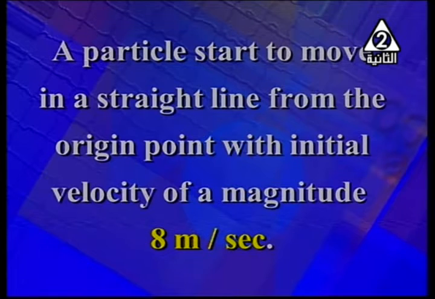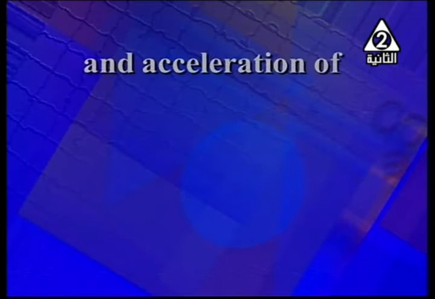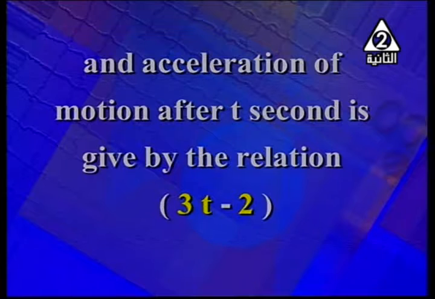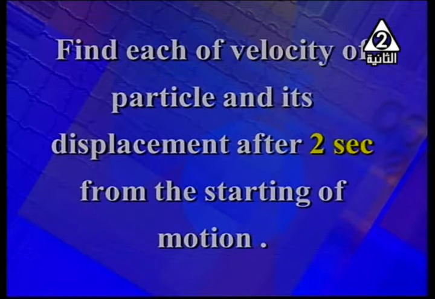A particle starts to move in a straight line from the origin point with initial velocity of magnitude 8 meters per second, and the acceleration of motion after t seconds is given by the relation 3t minus 2. Find the velocity of the particle and its displacement after 2 seconds from the start of motion.